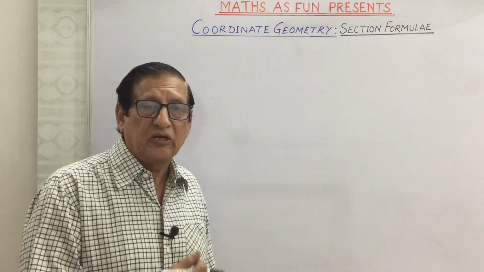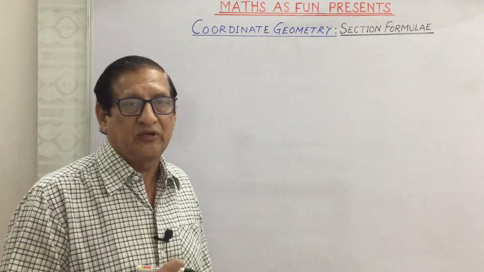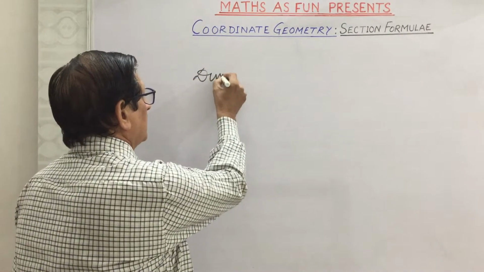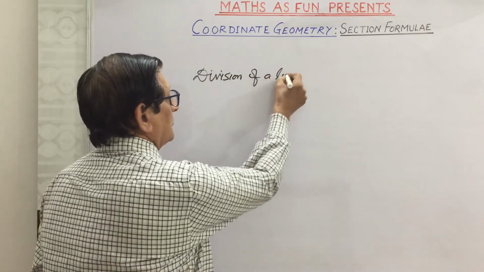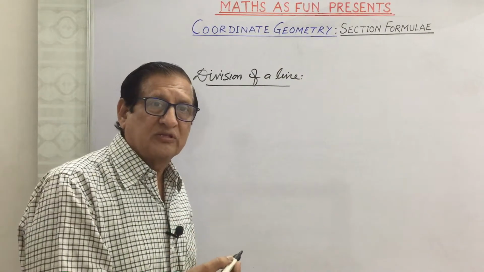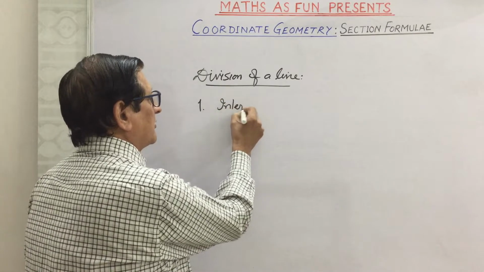What type of divisions? When we divide any line, the division of a line can be made in two different ways. Division of a line: there are two different types of divisions. One is internal division.